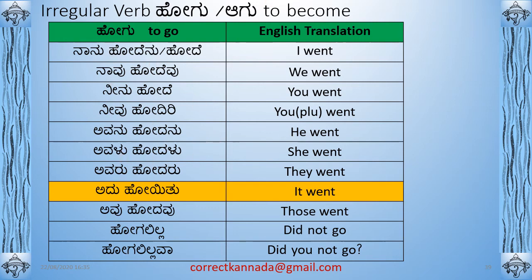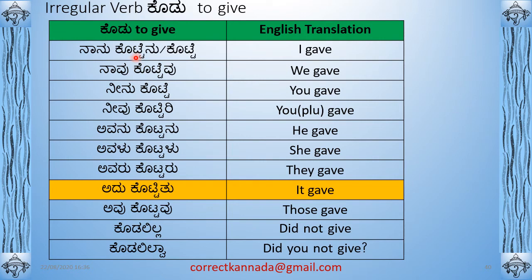Okay, next. Kodu becomes kotta, right? So kottenu, nanu kottenu, or you can say nanu kotte. Navu kottevu, neenu kotte, neevu kottiri, avanu kottanu, avalu kottalu, avaru kottaru, adu kottitu, avu kottavu. Then kodalilla, did not give. Kodalilva, did you not give, or did he not? Avanu kodalilva, did he not give, like that?